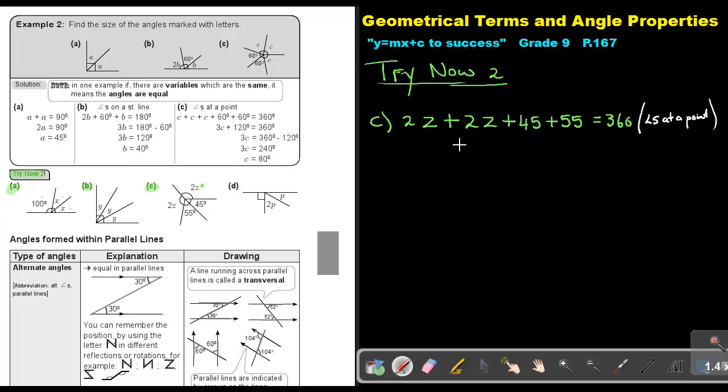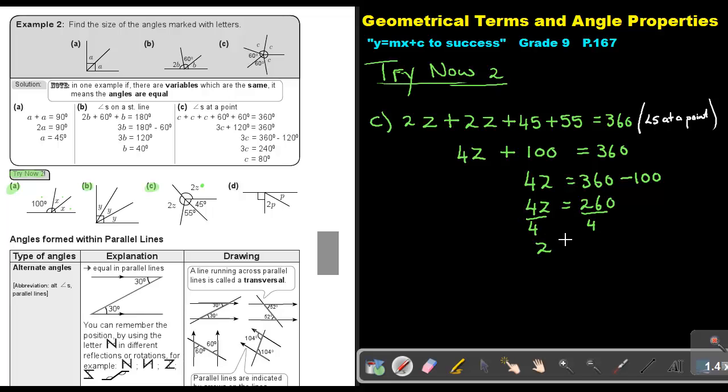Okay, so 2z plus 2z, that's going to be 4z. And I can add up the numbers or subtract them directly, so let's just add it up. If we add it up, it's going to be exactly 100. Now to cancel, I'm going to say 4z equals 360 minus 100. So I must subtract 100 on both sides. So 4z equals 260. Then I divide by 4, and the value of z will be equal to 65 degrees. And that will be my final answer.